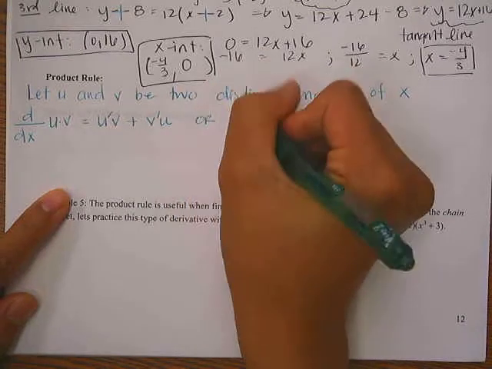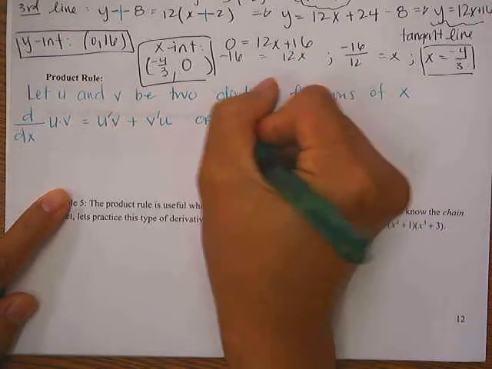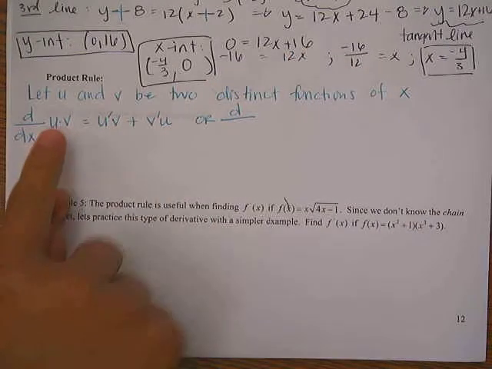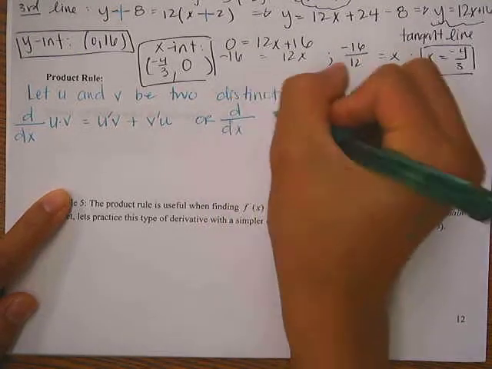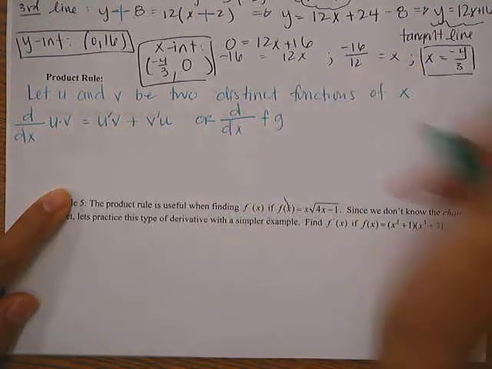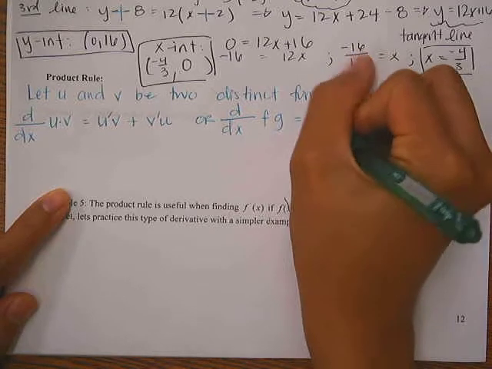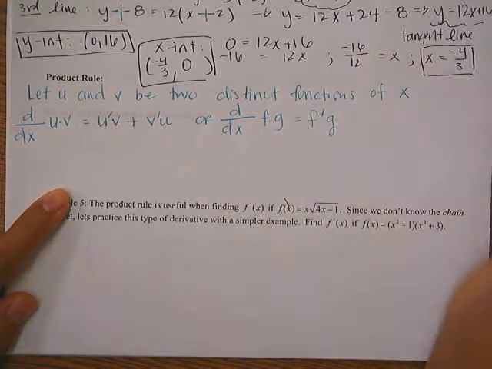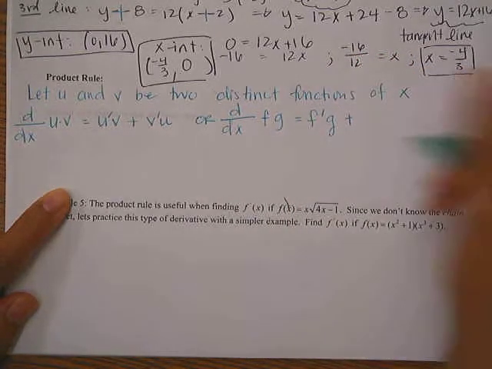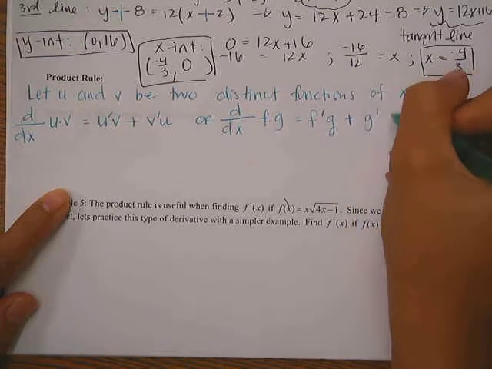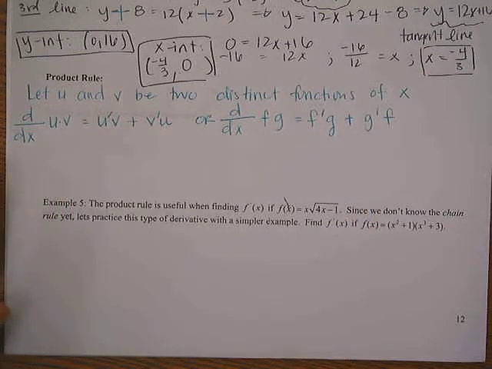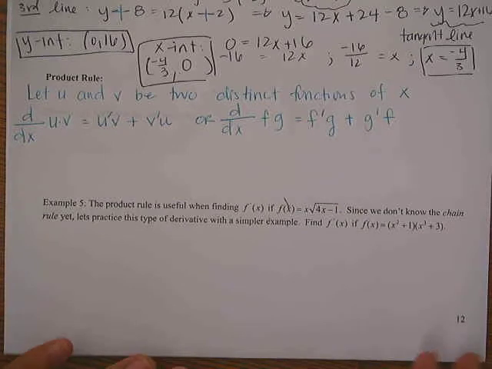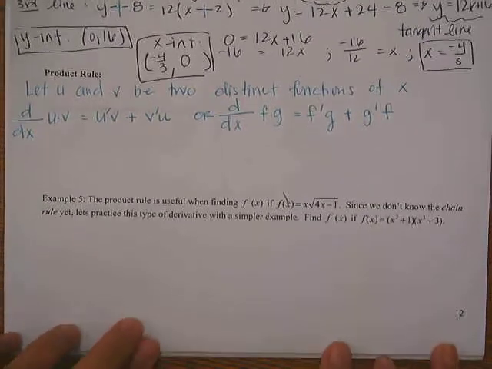Your textbook has v and u. Other textbooks would have something like f and g. So it's the same thing. We're going to take the derivative of the first, multiply it by the second, and add it to the derivative of the second, multiplied by the first. All right, so we're going to do this piece right here on the bottom.